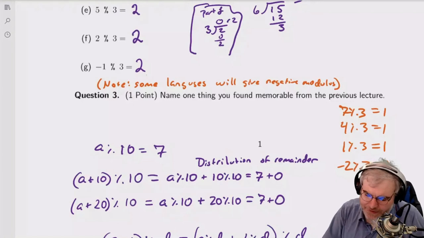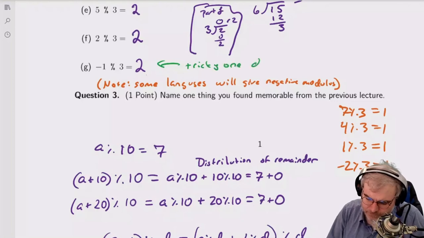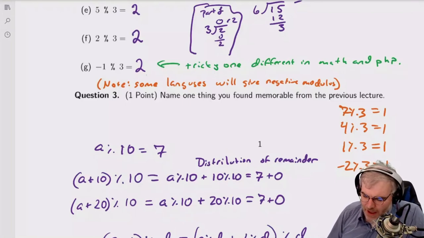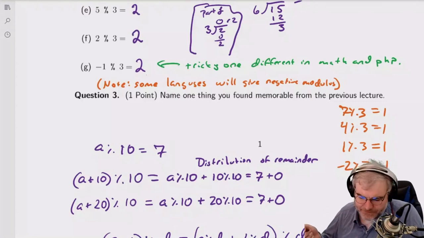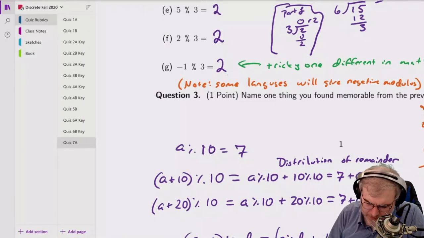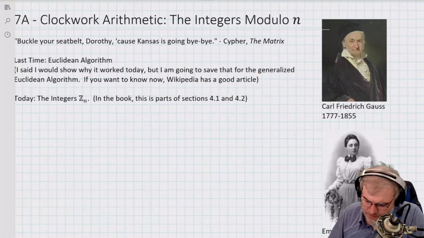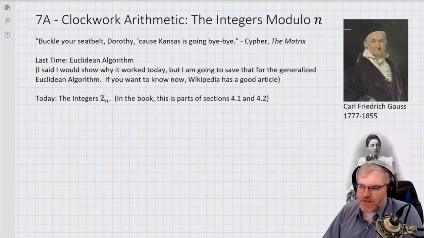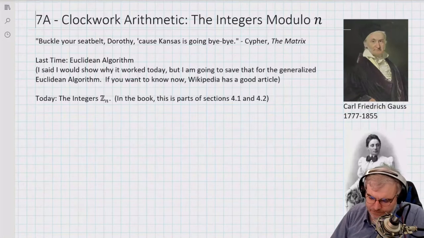Okay, so we've got a tricky one here. All right, well, let's talk about what that means. These negative modulos and all those things, let's talk about that. And this is called clockwork arithmetic, and that's what we're doing today. Today, we're going to look at what happens when we talk about these modulos.